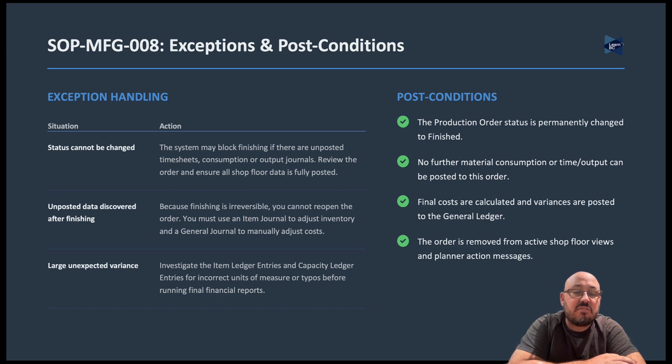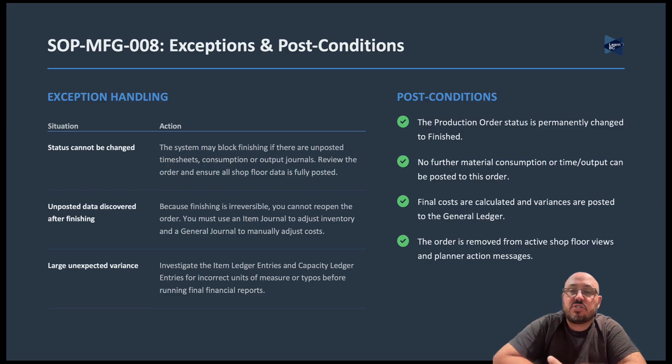Large unexpected variance. Well, investigate and you want to turn around and take action on that. So the item ledger entries and capacity ledger entries, look at that for incorrect units of measure and typos before running the final financial report.